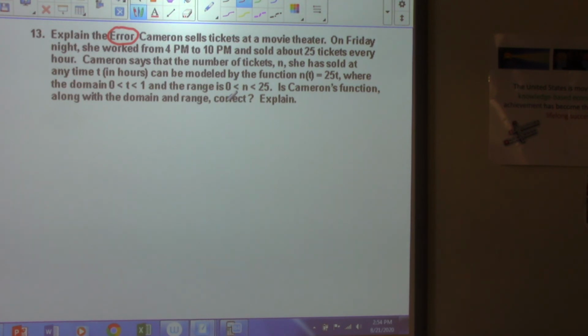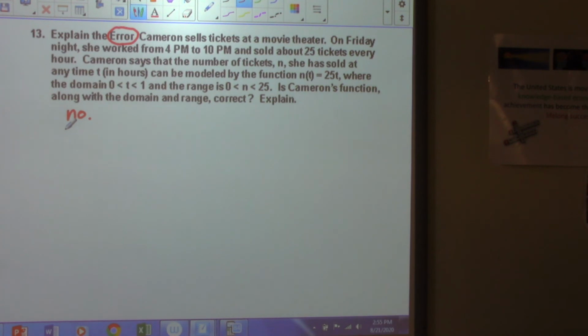Anything with the numbers themselves? Is the domain wrong? The domain should be 4 to 10. Oh, the domain should be 4 to 10. Oh, is it 0 to 6 hours? Yeah, 0 to 6 hours. Okay, 6 hours. Let's do this. So we'll say no, not correct. And let's explain what would be a correct domain.